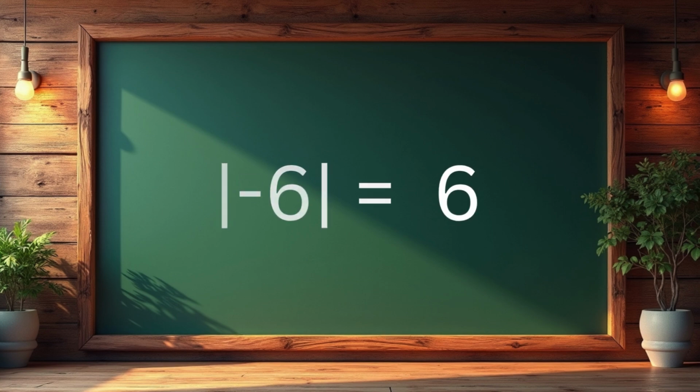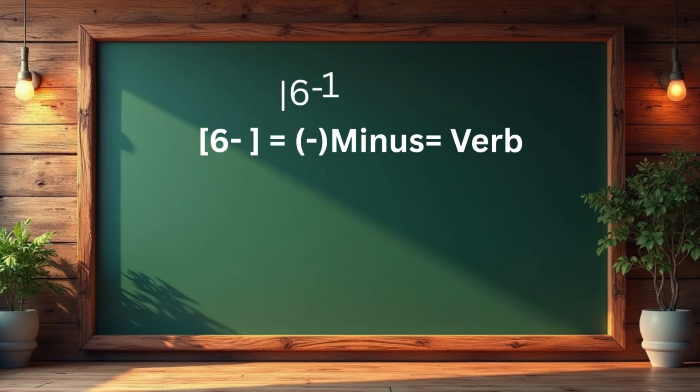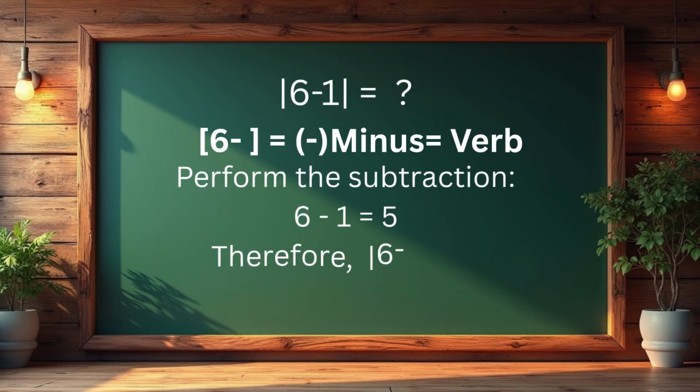What about this? 6 minus 1. Now this is different. Here minus is an operation. So we calculate 6 minus 1, 5. Absolute value is only distance. Distance is always positive.